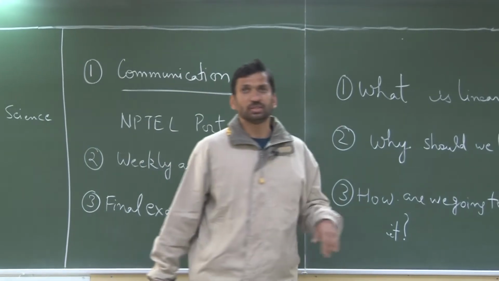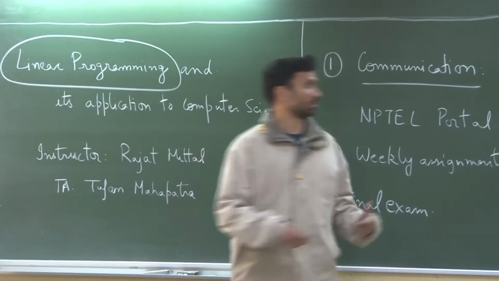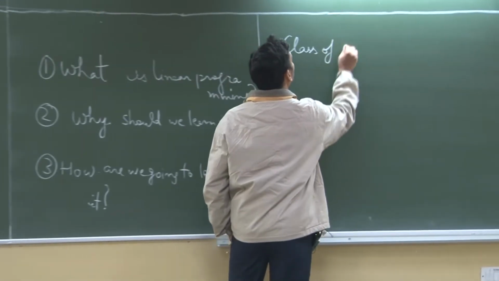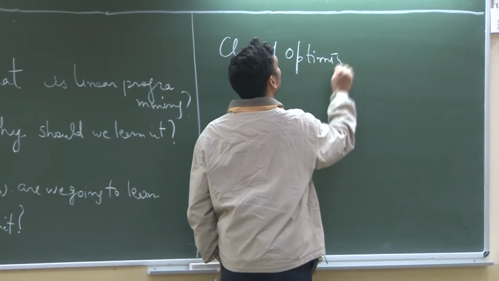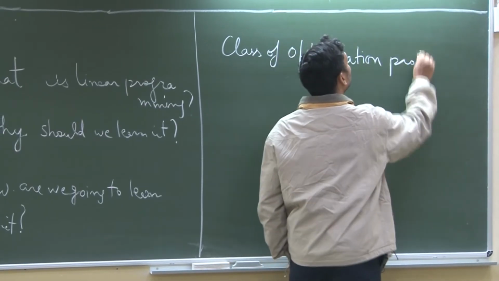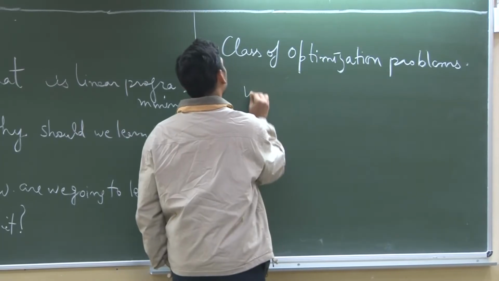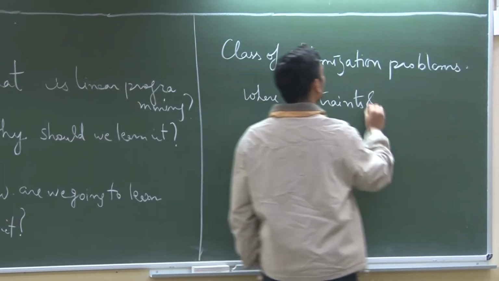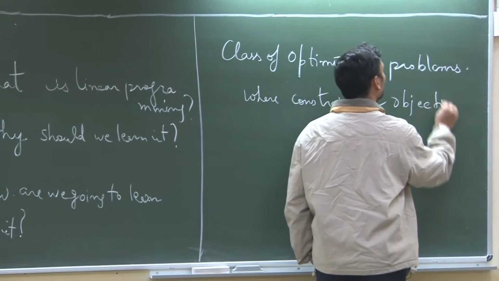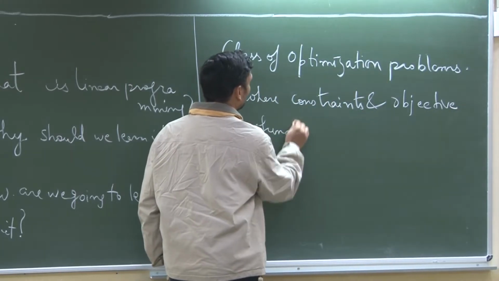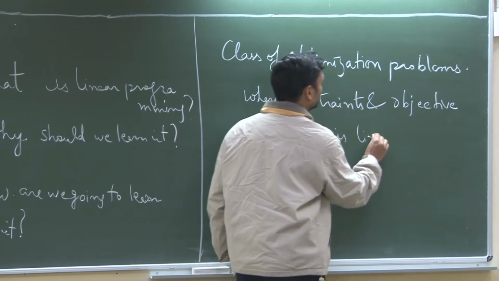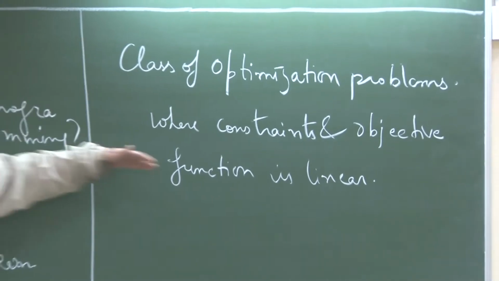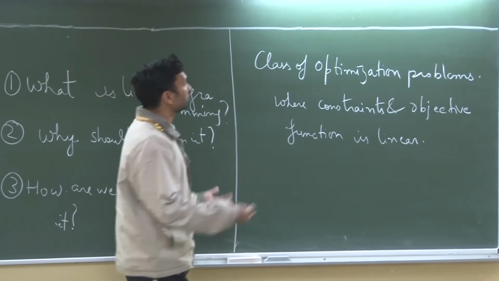To start with the first question, the formal definition will say that this is a class of optimization problems where constraints and objective function is linear. This would be the formal definition of linear programming, but this is pretty loaded. There are a lot of words here which you wouldn't understand, so let's not worry about it.